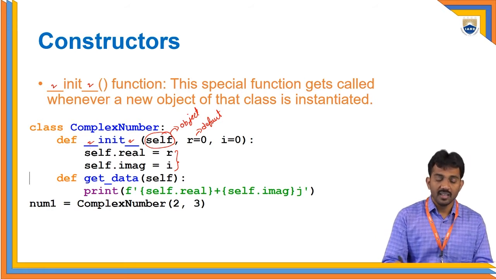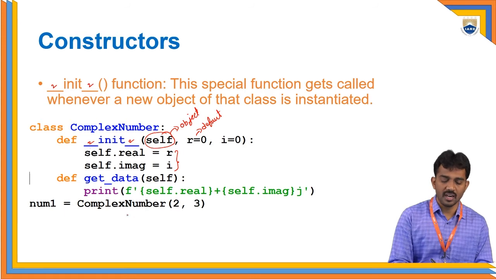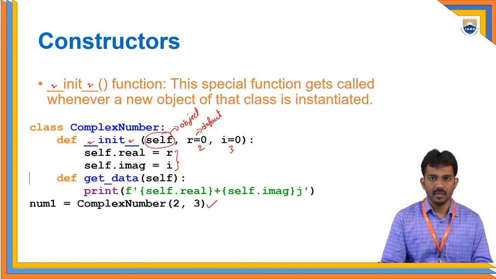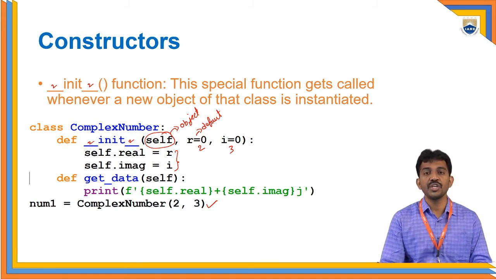See what they did here. They passed 2 and 3 and they created an object. You have seen how to create an object. When you create an object, the 2 is passed to here and 3 is passed to here, and these values are applied as 2 and 3. This is the way we are going to write a constructor.